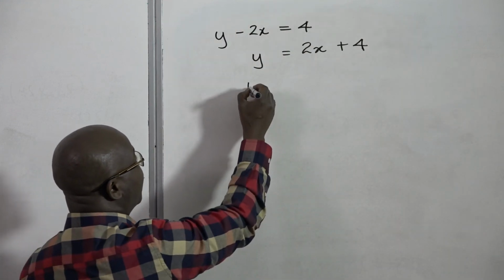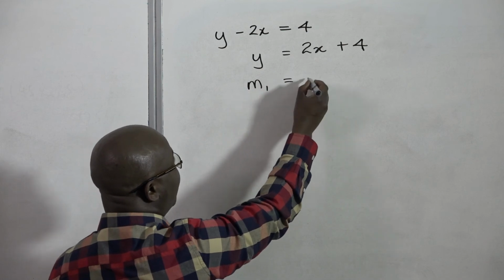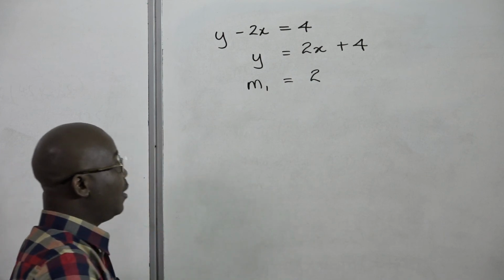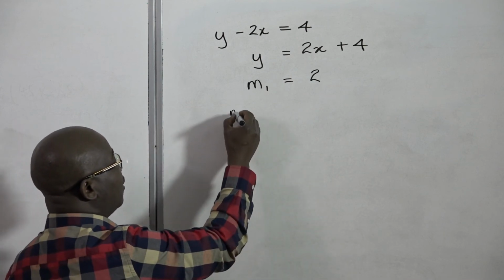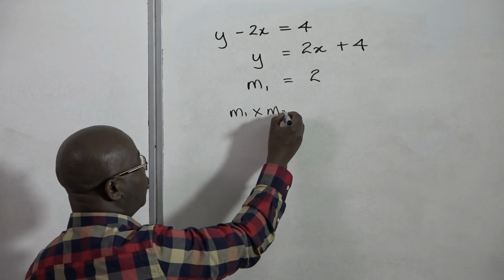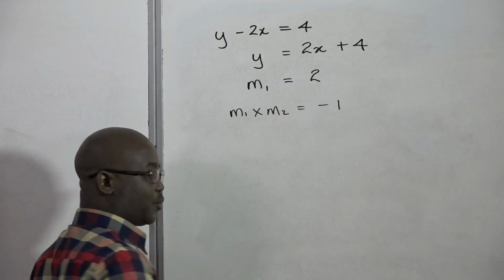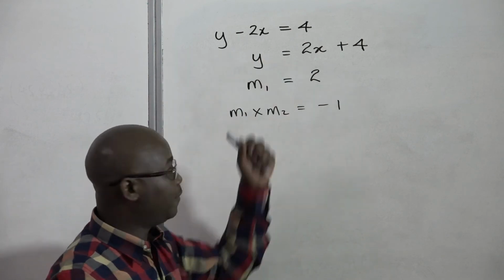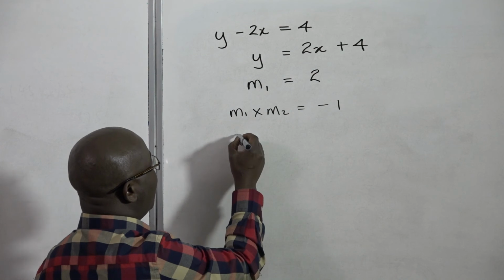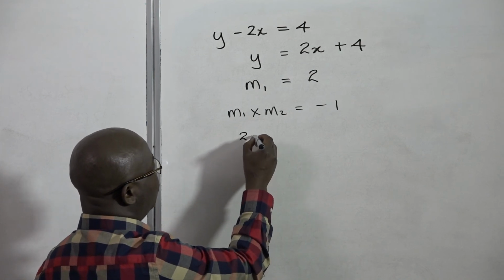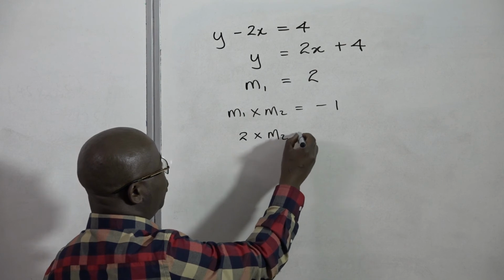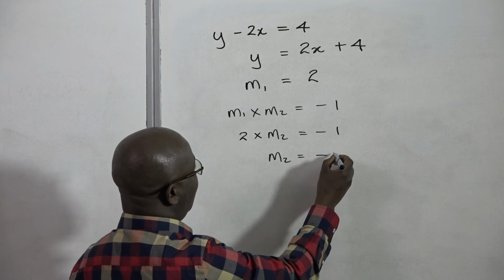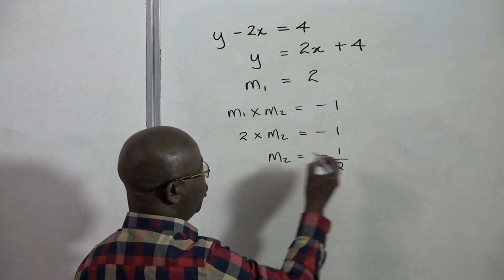And from here, we can see that m, or should we call it m1, the gradient of the given equation, is 2. Then from there, we use m1 times m2 is equal to minus 1, so that we can determine the gradient of the line which is perpendicular to that line. And this happens by m1, which is 2, times m2 is equal to minus 1. Therefore, m2 is minus 1 over 2.